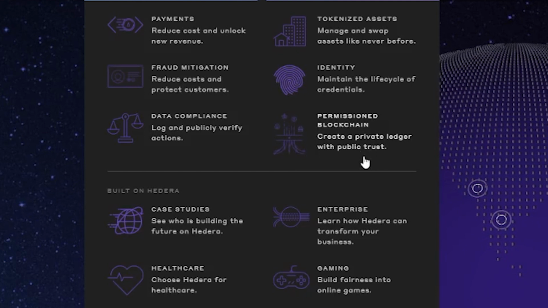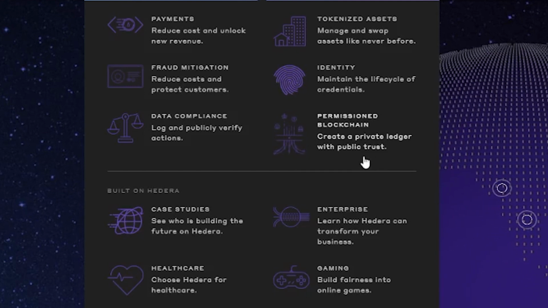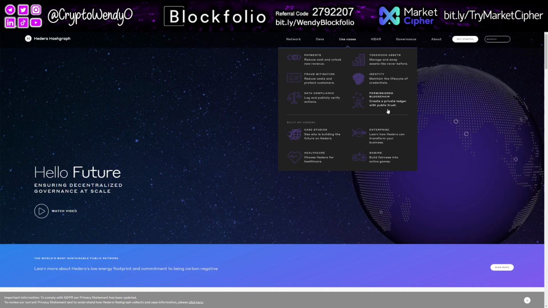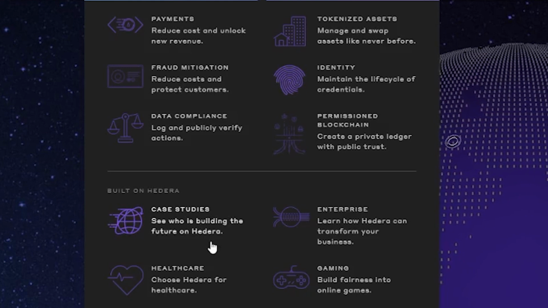Permissioned blockchain. You can create a private ledger with a public trust. This is a positive thing, because you can create something that is private, maybe have a trust with your family, maybe it has to do with healthcare, with banking, different things like that. And then built on Hedera, they have case studies. We can go ahead and take a look at that.